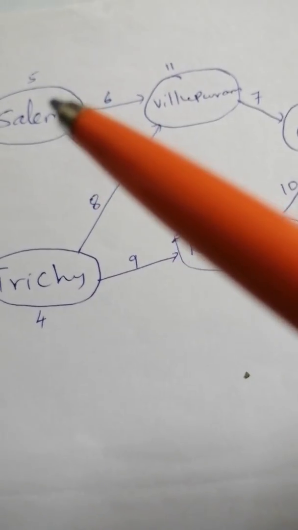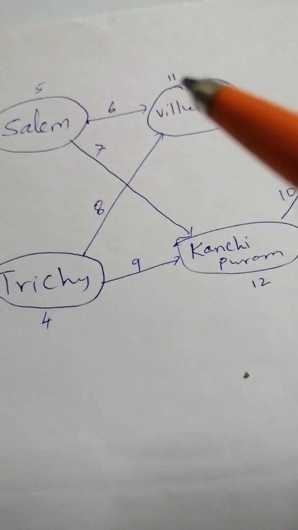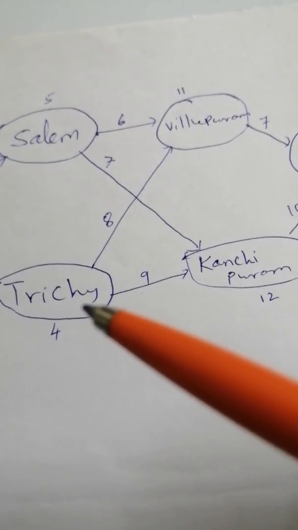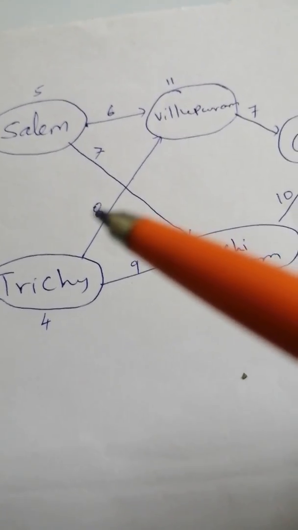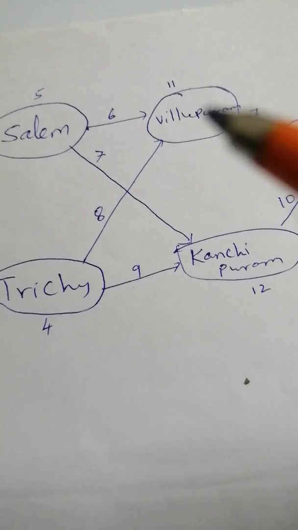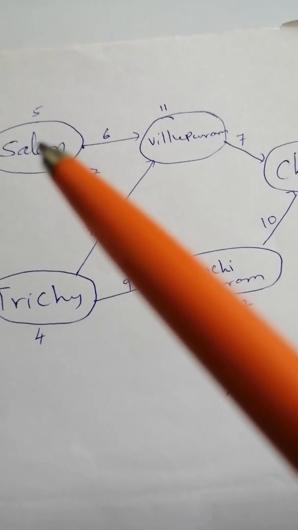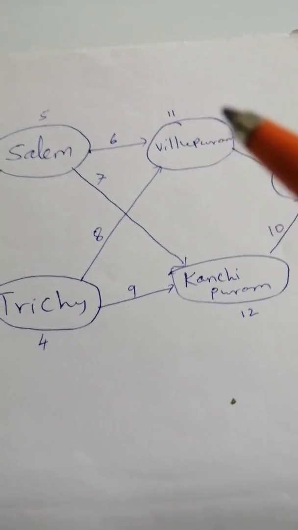Now, Salem to Viluppuram, the total distance is 5 plus 6 equal to 11, or Trichy to Viluppuram, the total distance is 4 plus 8, which is 12. So out of this 11 and 12, the shortest distance is 11. So the optimal way of reaching Viluppuram is 11, which is stored here.